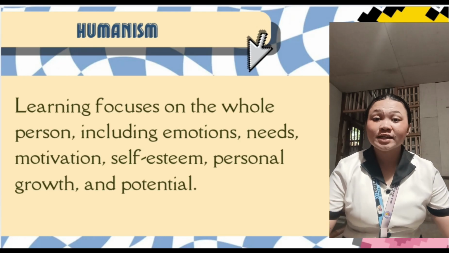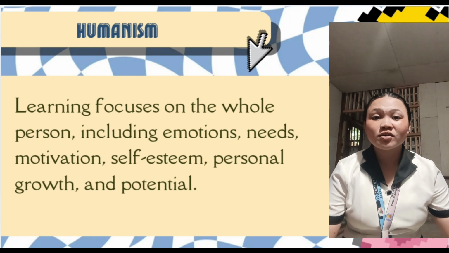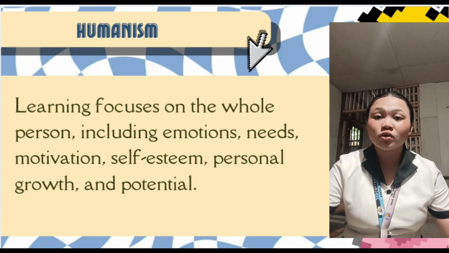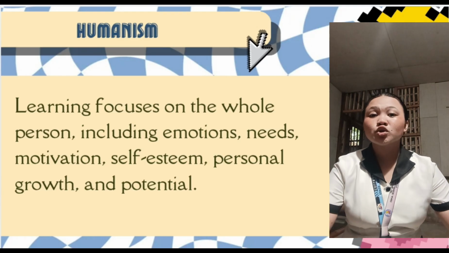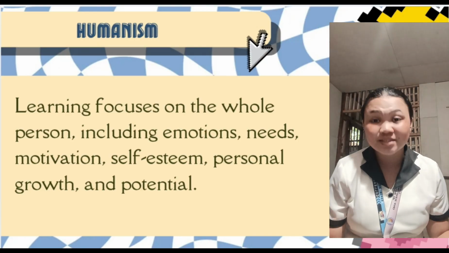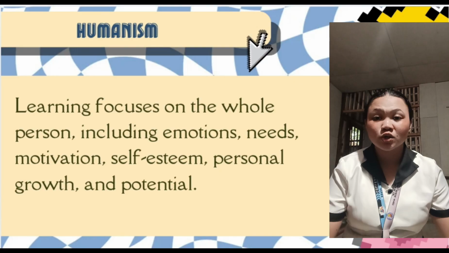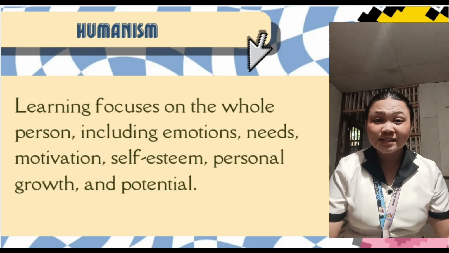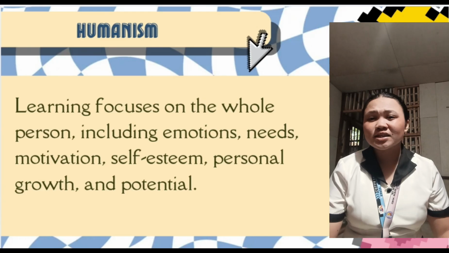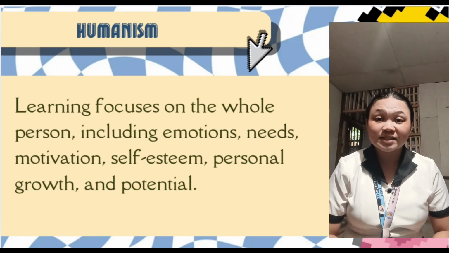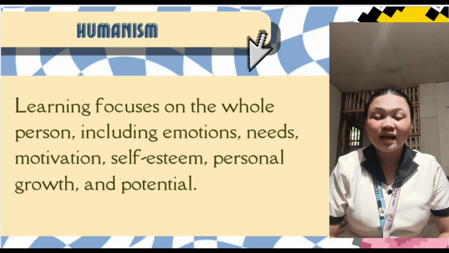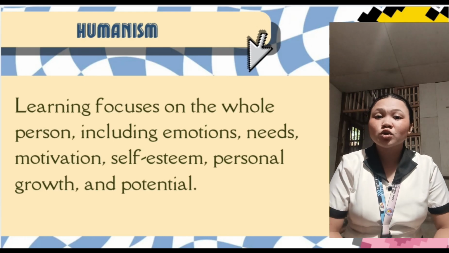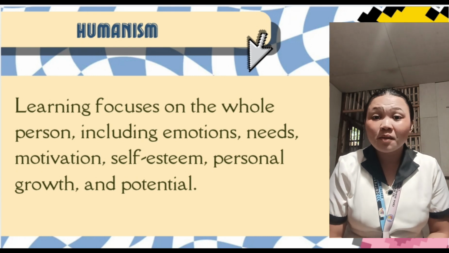The fifth theory that we will discuss is humanism, or the humanistic learning theory. This theory focuses on the whole person. It recognizes that learning is influenced not only by intellectual abilities but also by emotions, needs, motivations, self-esteem, and personal experience. It emphasizes personal growth, self-direction, and reaching one's potential. In education, it encourages teachers to create a classroom where students feel safe, respected, accepted, and valued. The major theorists associated with this theory are Abraham Maslow and Carl Rogers.